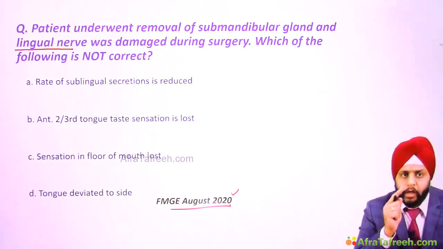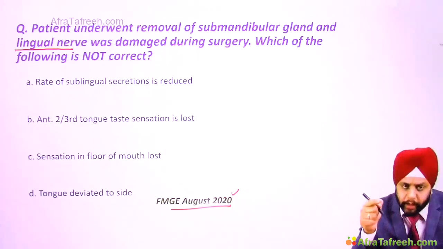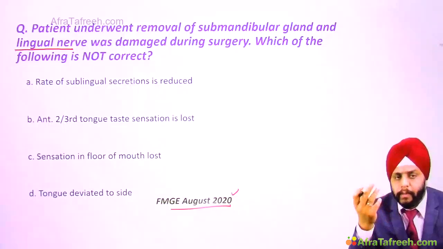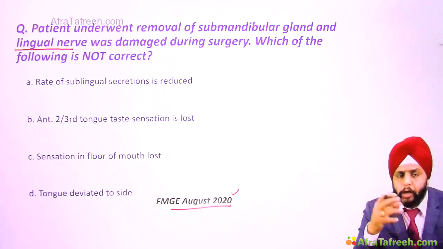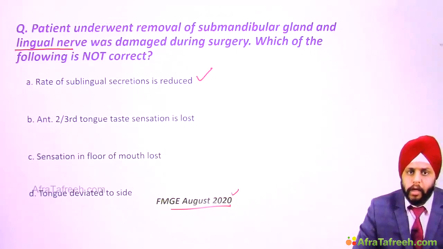You see, when the lingual nerve is damaged, that means the chorda tympani fibers are also damaged. The lingual nerve is carrying the fifth nerve fibers as well as the chorda tympani fibers. So the rate of sublingual secretions is reduced. That's a correct statement. All right, we have to find which is not correct.